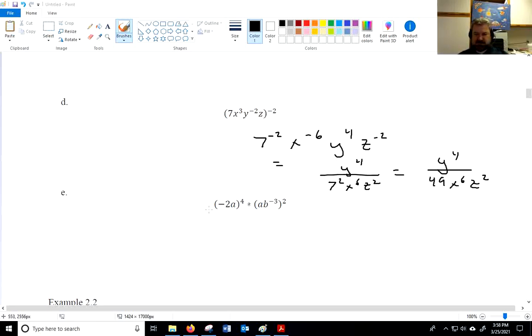Okay, now in this next one, I really need to simplify these two things first and then combine them. So that's a negative, but to an even power, so it's positive. So this is 16a to the fourth times a to the second, b to the negative 6, which becomes 16a to the sixth, b to the negative 6, which becomes that.